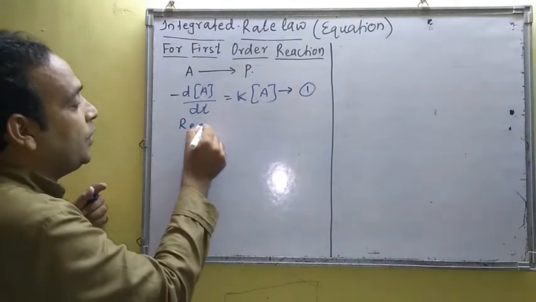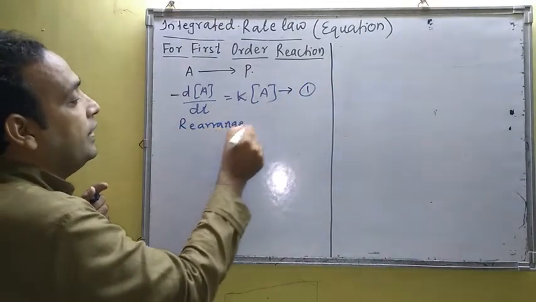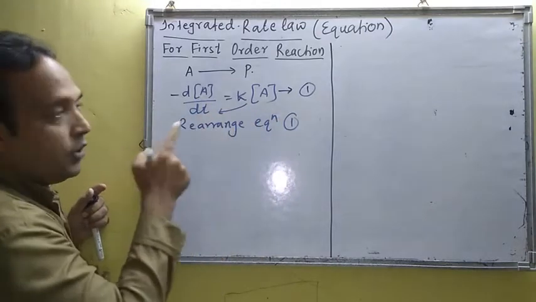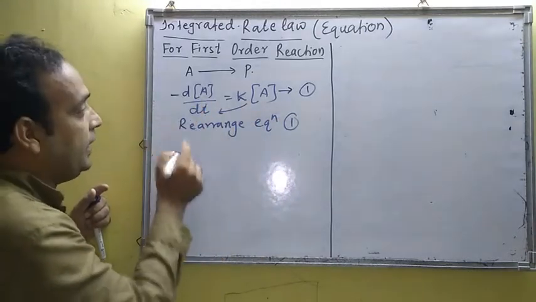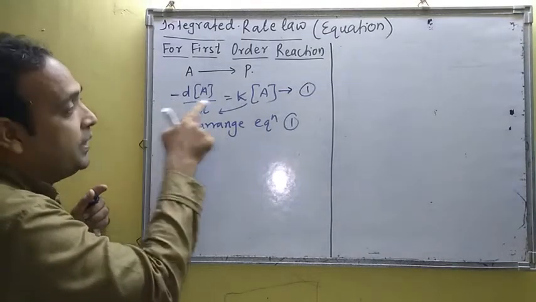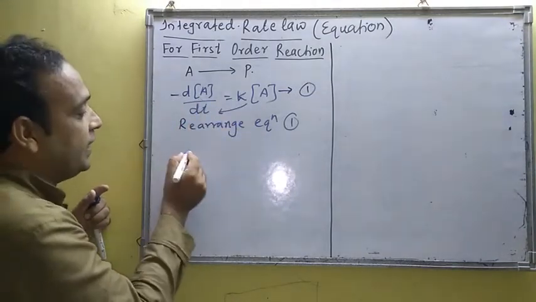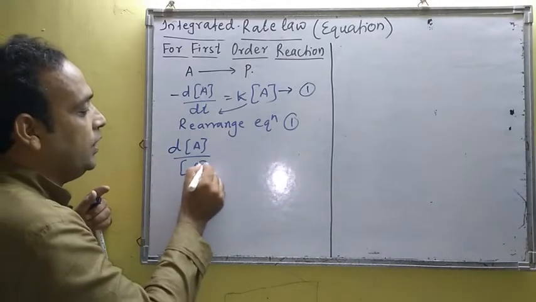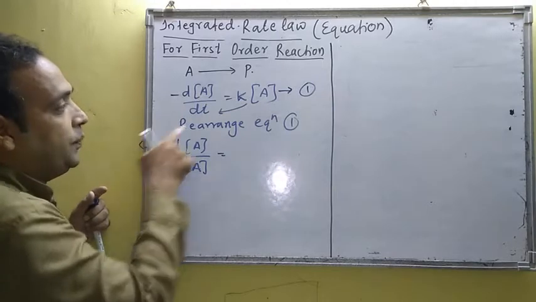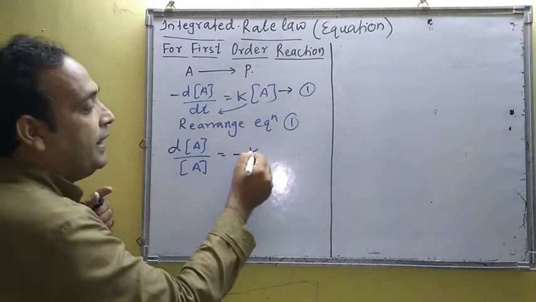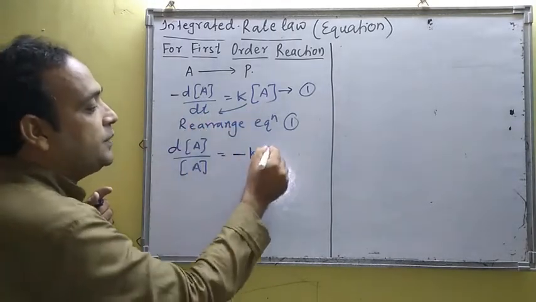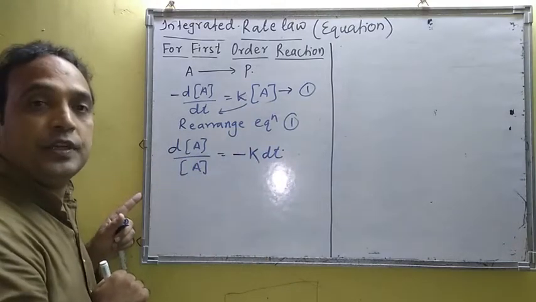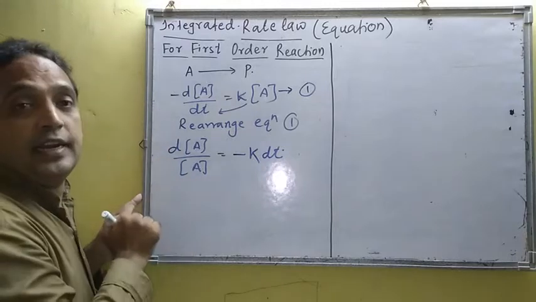Rearrange equation number 1. Take concentration terms to one side. Change the sign: minus converts into plus, plus converts into minus. So we can write dA by A is equal to minus k, shifted here, so this becomes dt. Now this is your differential rate equation and we will integrate this differential rate equation.